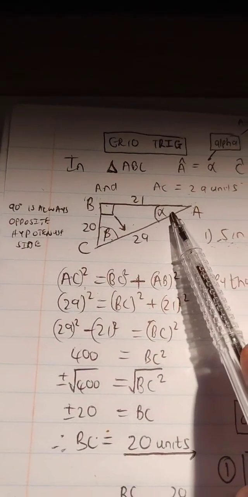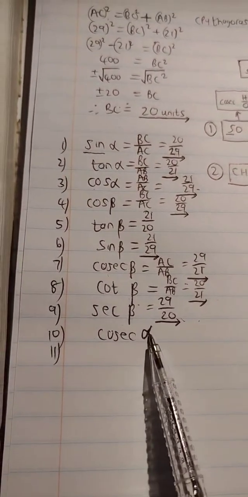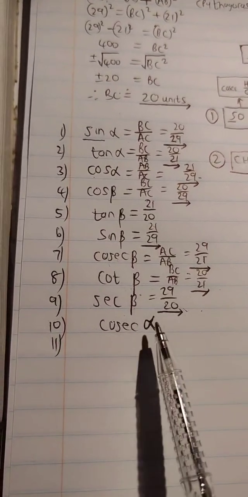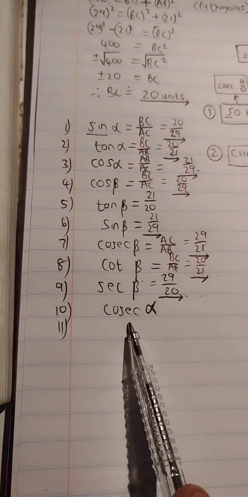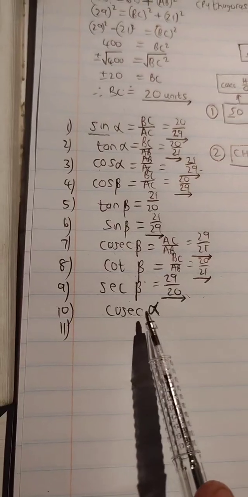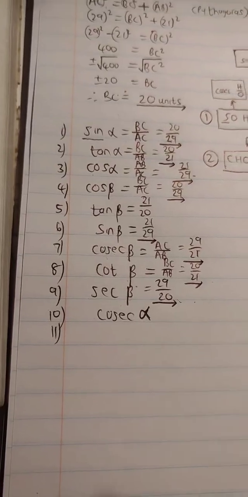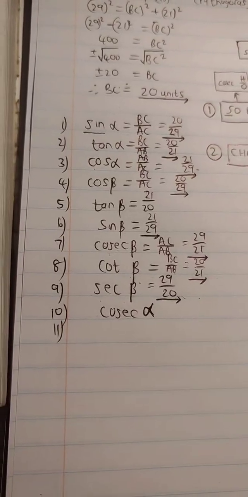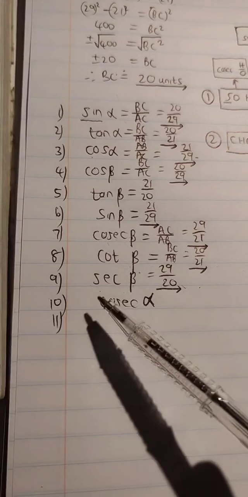Let's look at cosec alpha. Once again, where is alpha? There is alpha. You always first check where the angle is. Then the definition follows: identification of the angle, definition of the trig ratio, and then identifying the sides of the triangle in relation to the given angle. Cosec is the reciprocal of sine. Sine is opposite over hypotenuse, so cosec is hypotenuse over opposite.